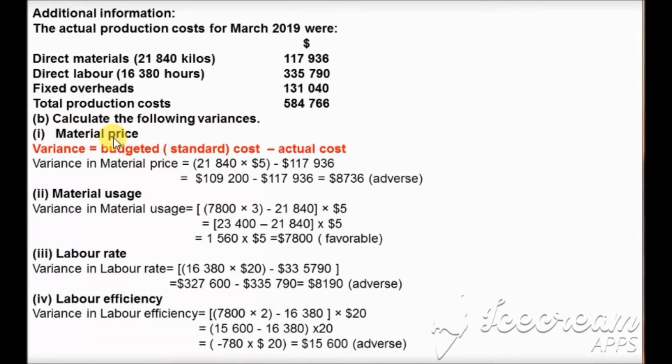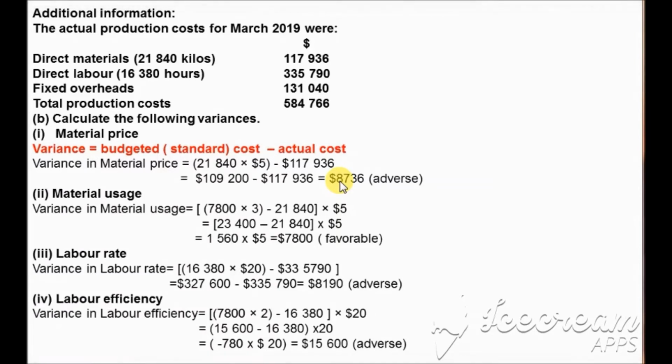In part B of the question, we are asked to calculate the following variances. First, material price variance. Variance is the difference between the budgeted or standard cost minus the actual cost. Material price variance will be equal to the direct material required, which is 21,840 kilos times the budgeted or standard cost for material of $5 per kilo. When we multiply this, we get $109,200. From there, we subtract the actual cost, which is $117,936, which will be equal to negative $8,736, which means it is an adverse variance.